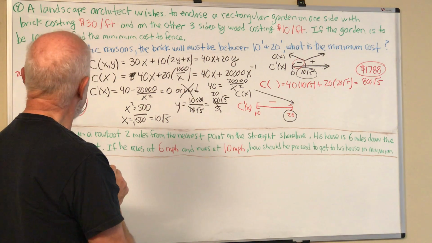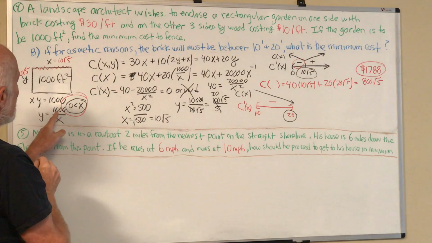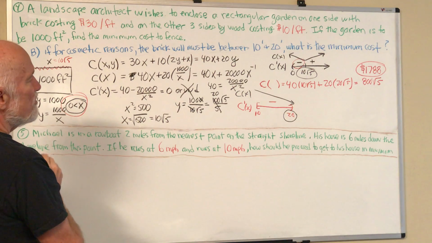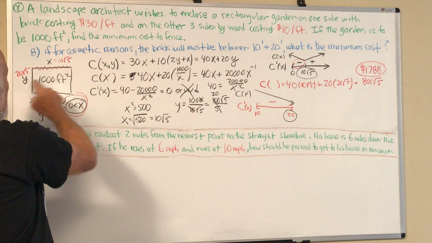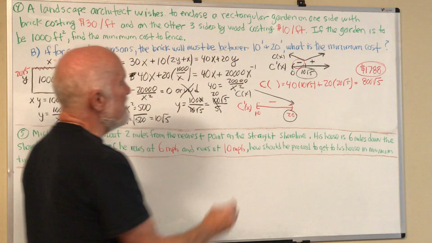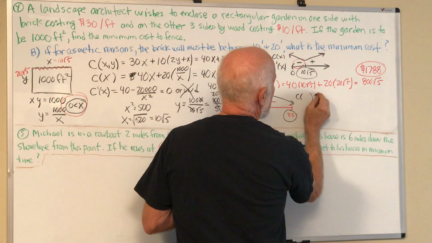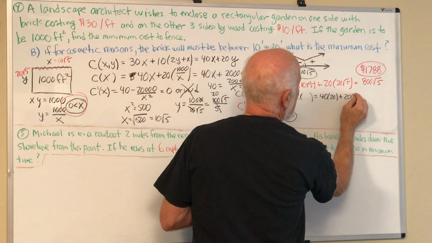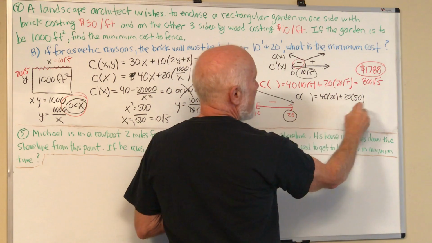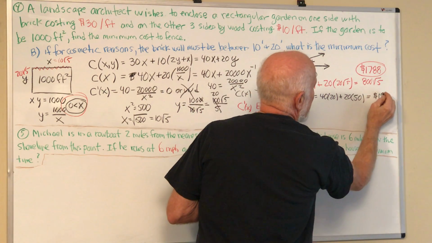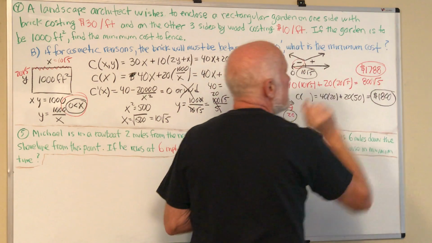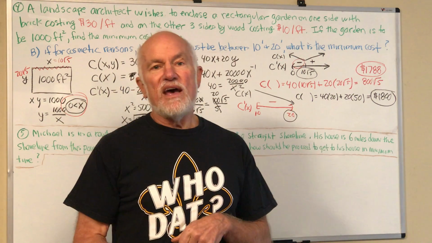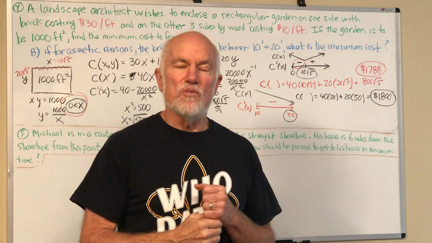And if x is 20, then y is going to be 1,000 divided by 20, or 50. So you're not going to be these dimensions, you're going to be 20 by 50. And then your cost is going to be 40 times 20 plus 20 times 50. And altogether that's $1,800. So if you had that restriction, it's going to cost you a little bit more. But if it's going to look a little bit nicer, maybe that would be the best thing to do.